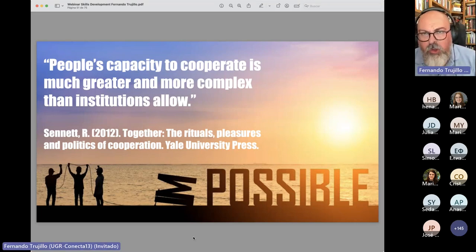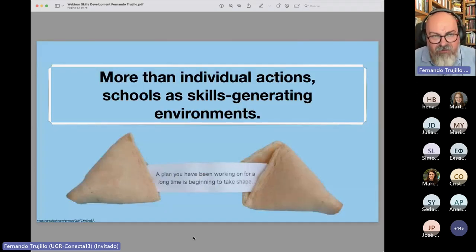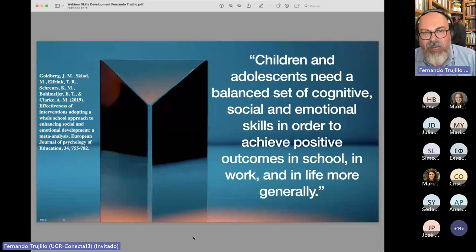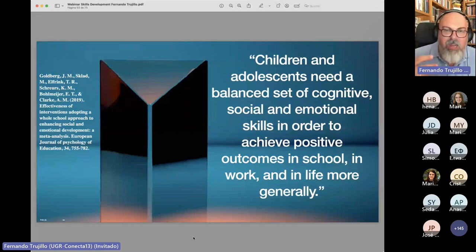And that is how I want to end this webinar, building on our capacity to cooperate, because in fact, more than individual actions, schools are the lever to generate skills for all our students. It's not the individual teacher, but the whole school who can affect the whole child. In fact, children and adolescents need a balanced set of cognitive, social, and emotional skills in order to achieve positive outcomes in school, in work, and in life. But how can we build that balanced set if it all depends on individual teachers, on the lottery of having a good or bad teacher?